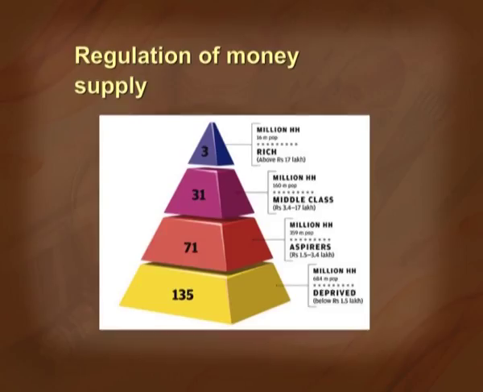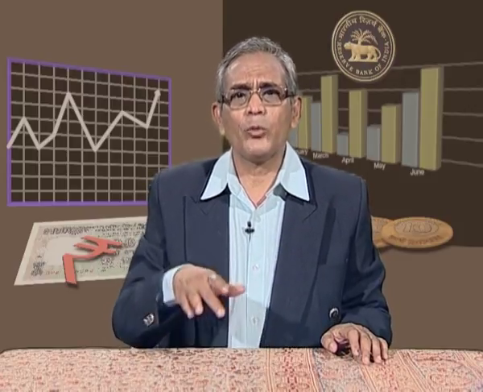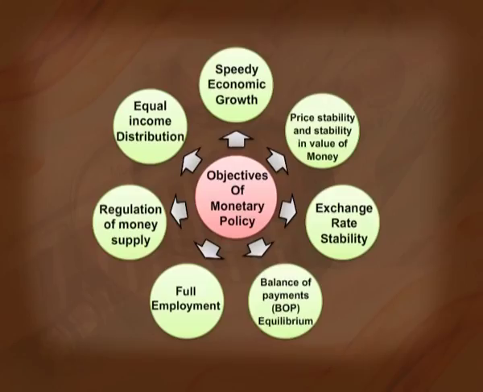Regulation of money supply. The monetary policy of the nation should regulate the supply of money in a particular economy. A change in the supply of money creates monetary disequilibrium, resulting in economic instability. Monetary policy aims to regulate the supply of money in order to neutralize the effect of monetary expansion. However, it is often argued that if money supply is kept constant, then it would be difficult to attain price stability.